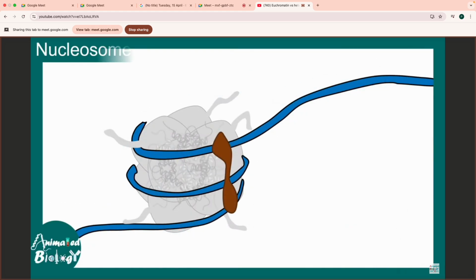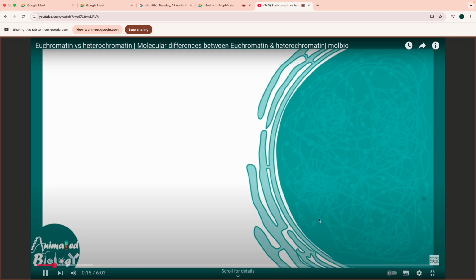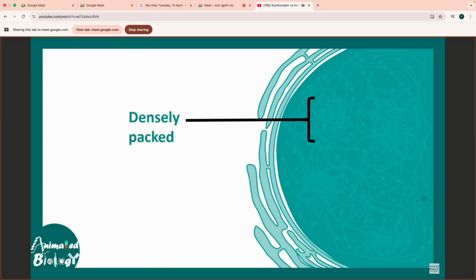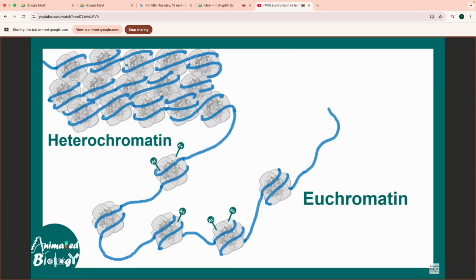The building block of chromatin is the nucleosome, which comprises DNA and histones. Now, if we look into a nucleus, we would find several chromatin domains which are densely packed, and certain domains which are loosely packed. The densely packed regions are known as heterochromatin, whereas euchromatin is the region which is loosely packed and more accessible.